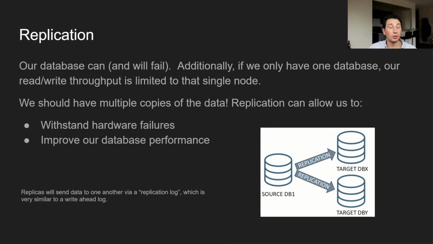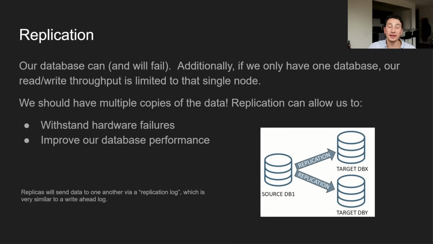And so basically, we want to be able to do two things. One is we want to protect against database failures, and two is that we want to make our databases as fast as possible. So what can we actually do to do this? Well, we do something called replication, which is really just having multiple copies of the data. So replication is going to allow us to potentially withstand hardware failures, and this is going to change depending on how we do the replication, and also improve our database performance. Same deal, depending on the type of replication you do, this is going to change.